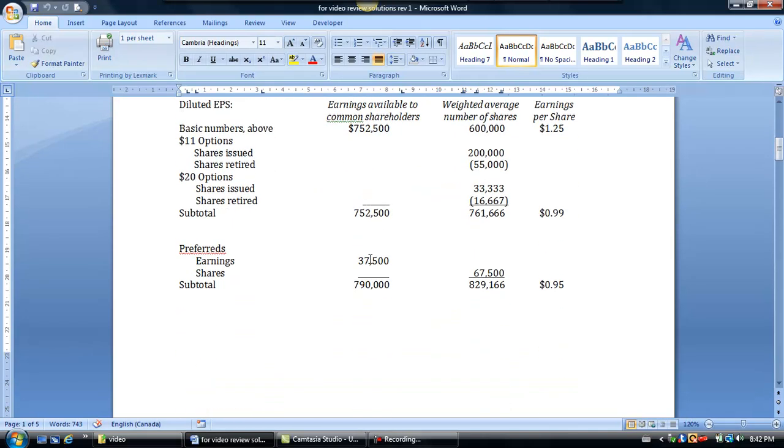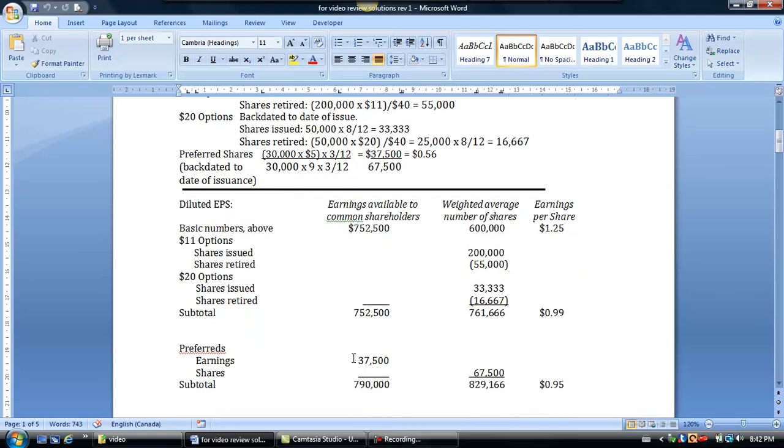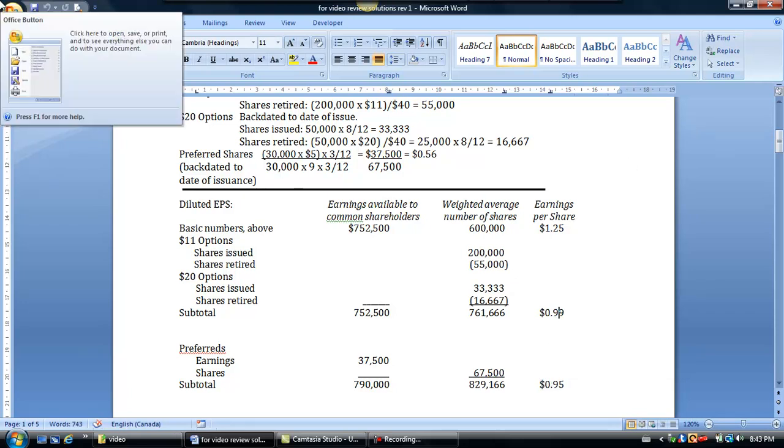So now I put the preferreds in this position in the diluted EPS cascade. We just calculated above that they would have increased had they been converted at the earliest opportunity, October the 1st. We would have avoided paying dividends of $37,500, so that would have increased your earnings to common by that much, and we would have had 67,500 shares on average outstanding. That gives us a subtotal of 790,000. Adding down this way, we would have had WACs here of 829,166, which leads to a diluted EPS calculation of 95 cents a share, which is less than this. So things are looking good.